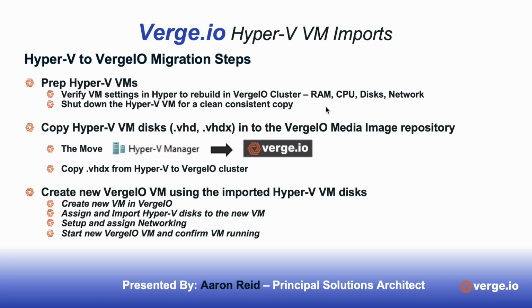The next thing we'll do is shut down the VM in Hyper-V so that you have a nice, clean, consistent copy when we copy the Hyper-V VM disks over to VergeIO. The next step is to copy that Hyper-V VM disk over, those would be the VHD or VHDX disks, into the VergeIO Media Image Repository. That's a simple process of copying the disk through the VergeIO interface from a mapped drive from your Hyper-V environment.